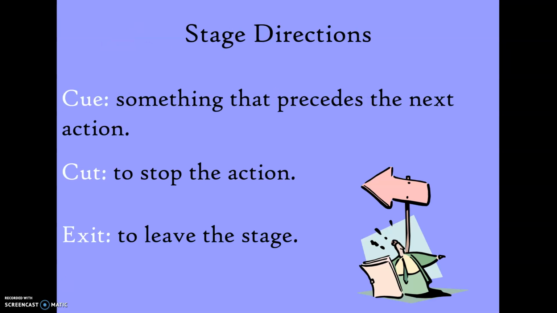Look at stage directions. Stage directions are the directions that are in the script that tell the actors and actresses how they need to perform. So you have what's called a cue. This is something that precedes the next action. A cue is what tells the actor or the actress what to do next. You have the cut. Cut means to stop the action, and then exit means leave the stage.